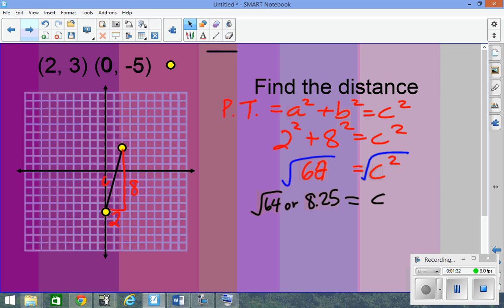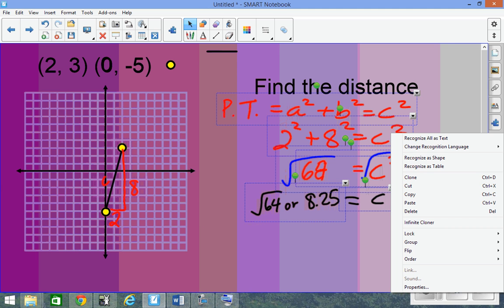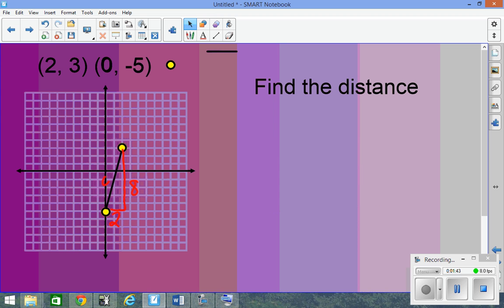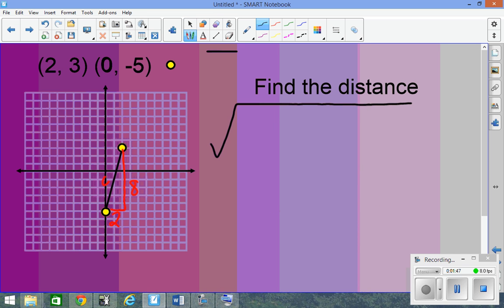Okay. Now, this is an idea that you've used probably in middle school, and so we're going to introduce to you the idea of the distance formula today. That's what we've been doing in class. So the distance formula says that you're going to take the square root of your x and your y coordinates subtracted from each other, square them, add them together, and take the square root, and that will also give you the same distance.